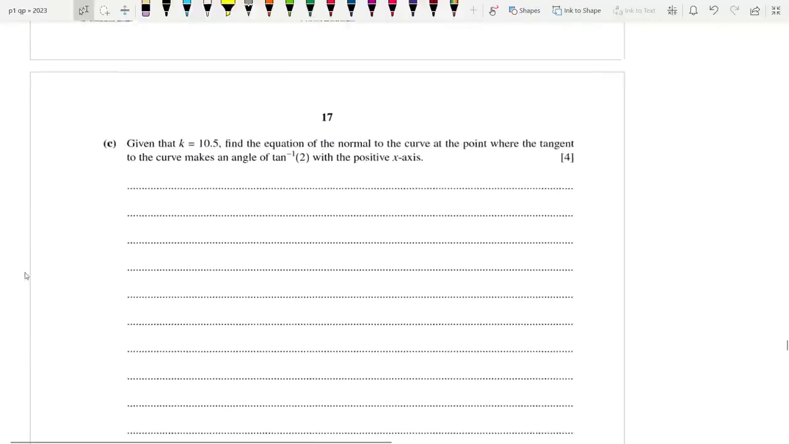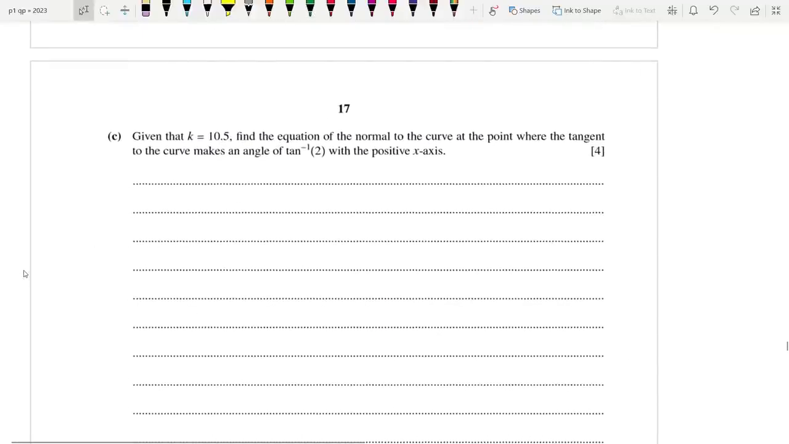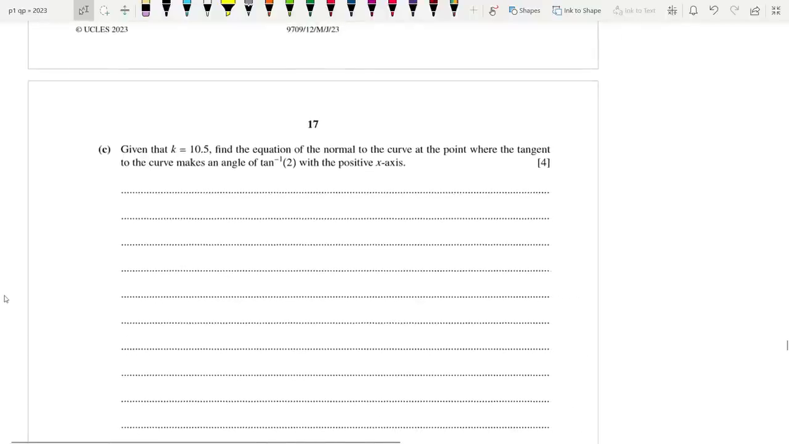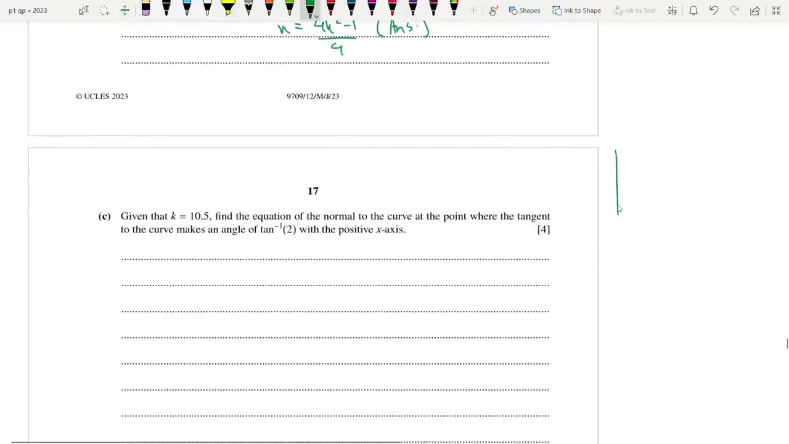Next, moving on, last one. Given that k is equal to 10.5, find the equation of the normal to the curve at the point where the tangent to the curve makes an angle of tan inverse 2 with the positive x-axis. Okay, so we have a curve essentially. Suppose if this is a curve and the tangent to the curve makes an angle of tan inverse 2 with the positive x-axis.